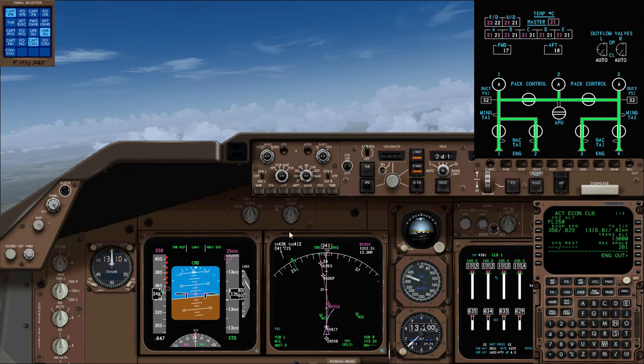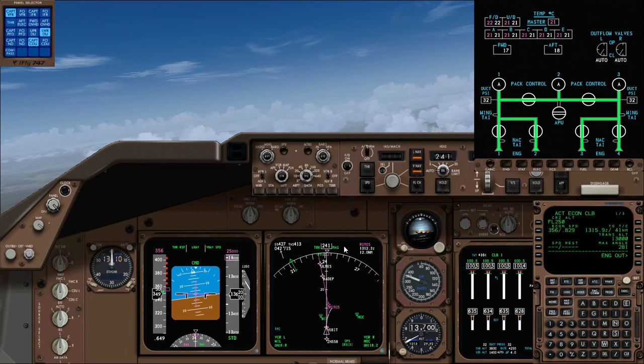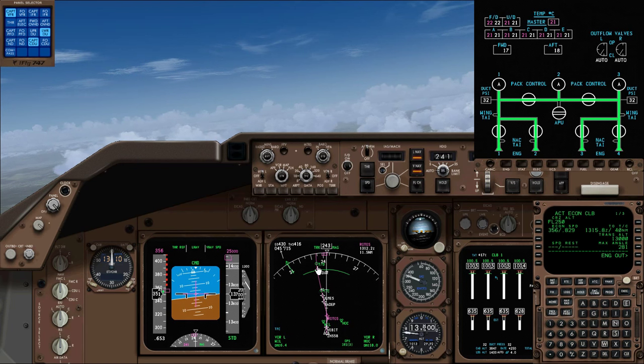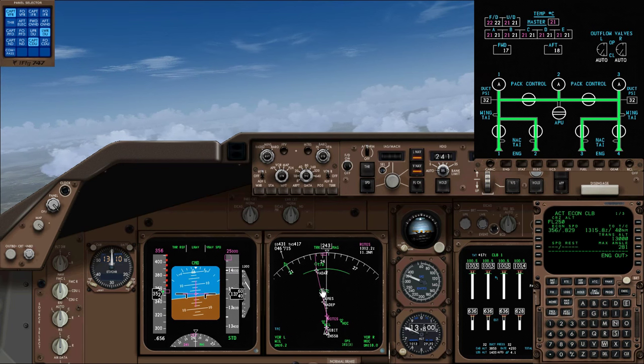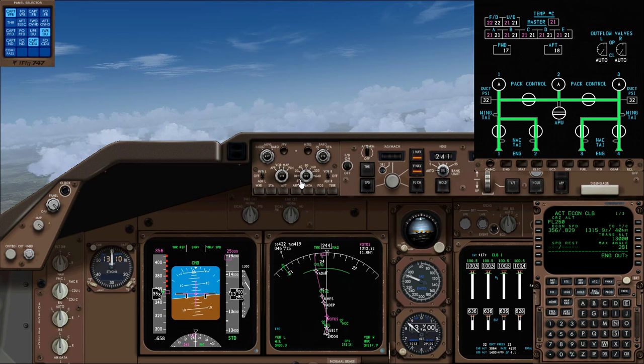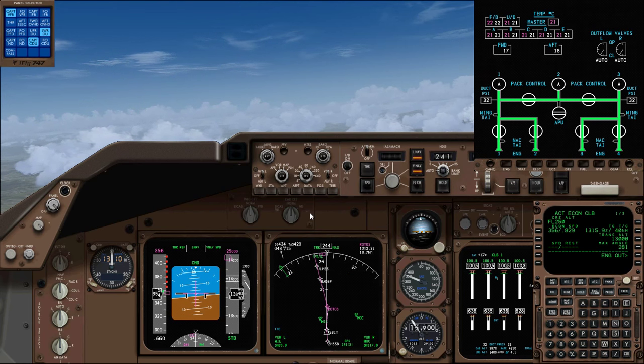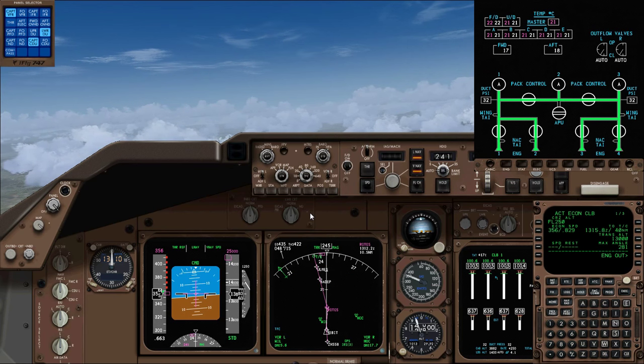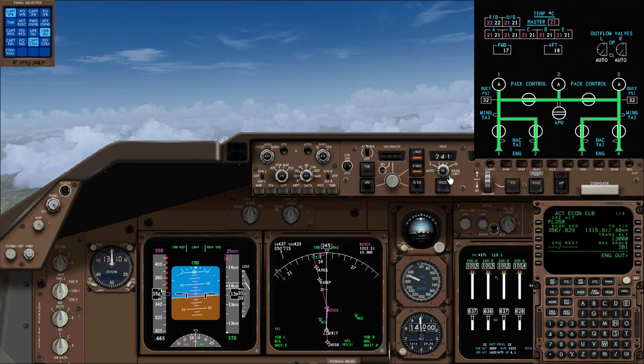Now turning right to the next waypoint, speed increasing and now climbing. As you can see, top of climb and top of descent are quite close together. We just want to do a short flight, so we'll show you slowly how to do it and how it works. As you can see now, cabin altitude is working perfectly.